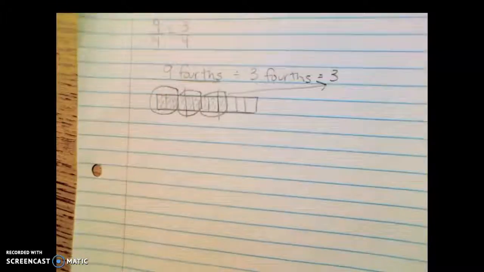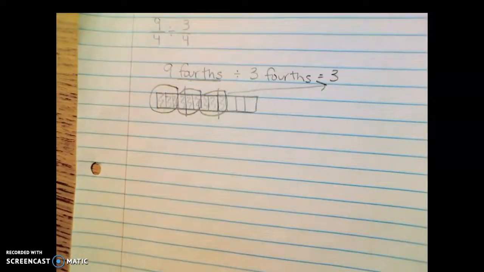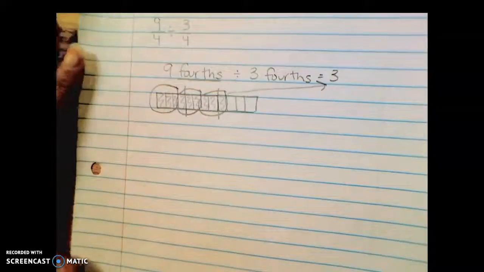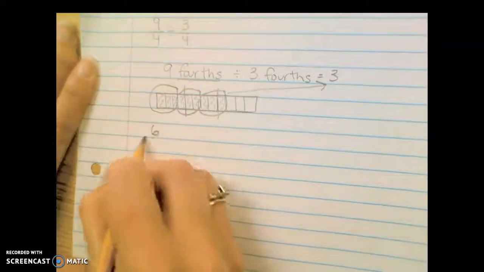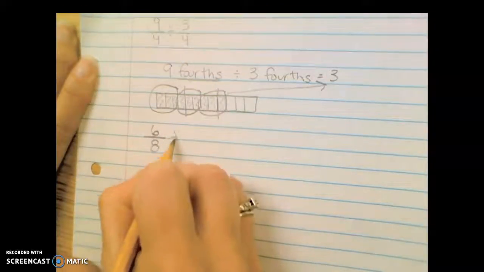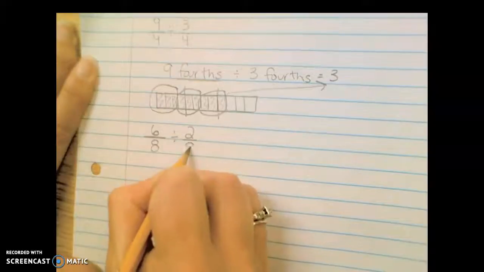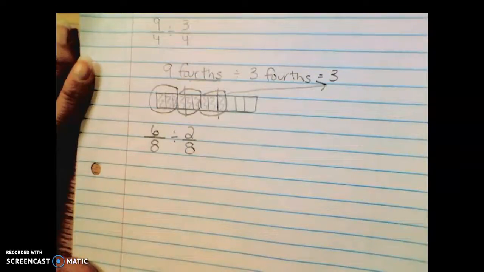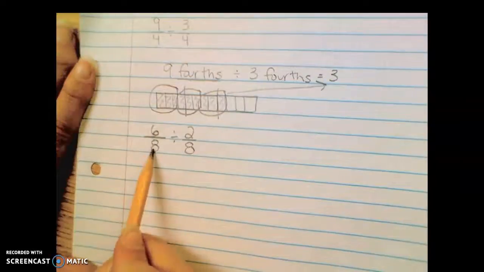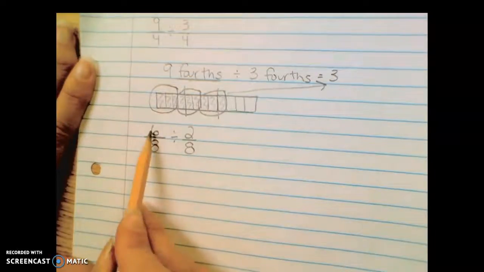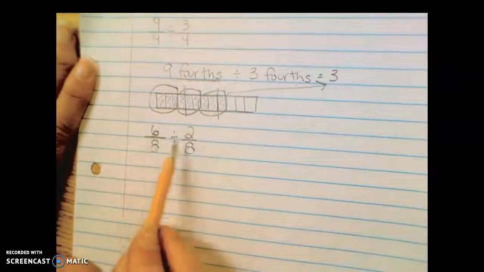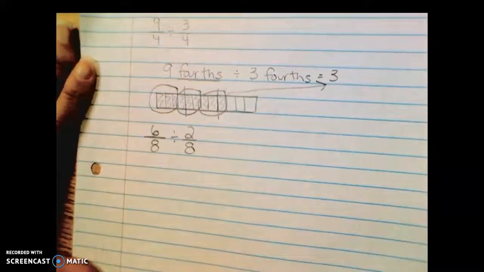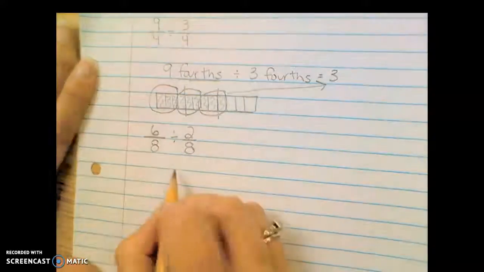So let's try another one, and you try this one on your own. If you had 6/8 divided into groups of 2/8. First think if you had not 8s as your unit, but ducks or cookies. 6 cookies divided into groups of 2 cookies. 6 people divided into groups of 2 people. How many groups would you have? Then write it in its unit form.